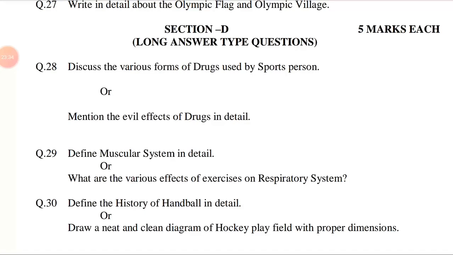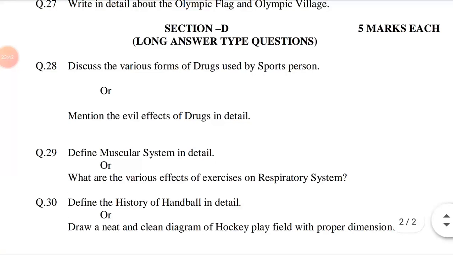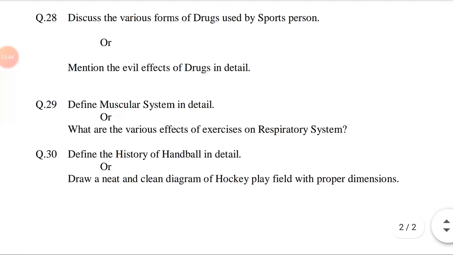Section D. Long answer type questions. Each question carries 5 marks. Question number 28. Discuss the various forms of drugs used by sports person.